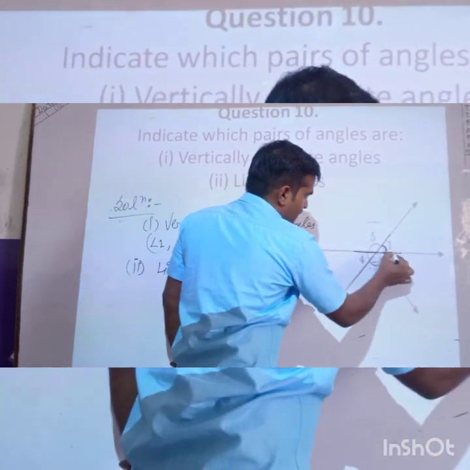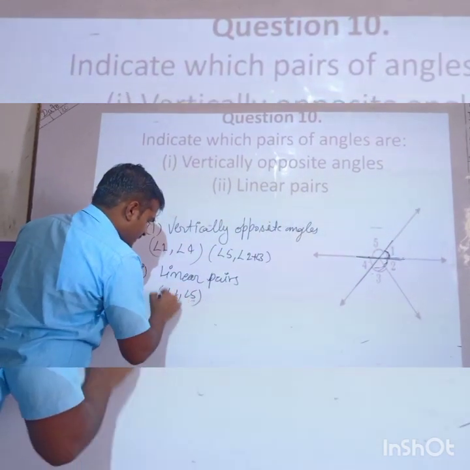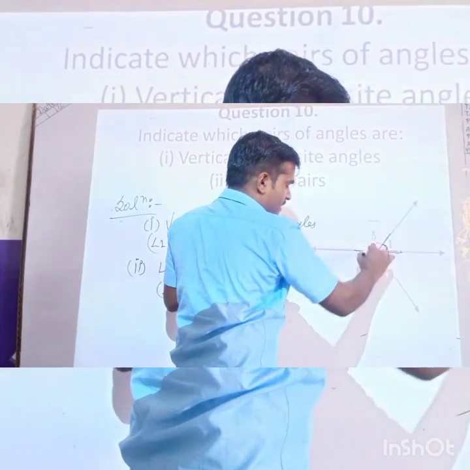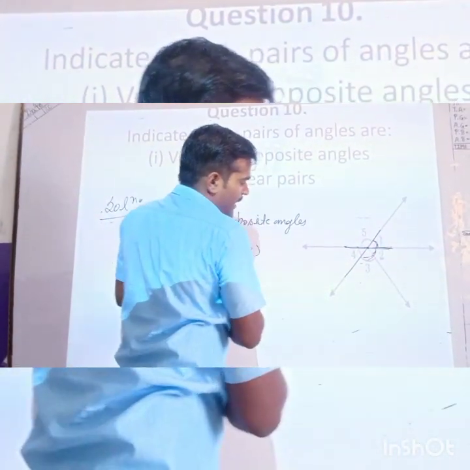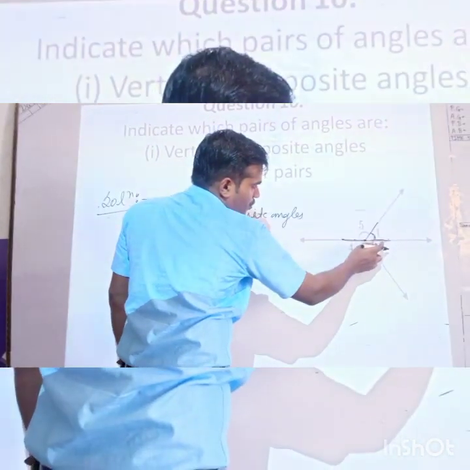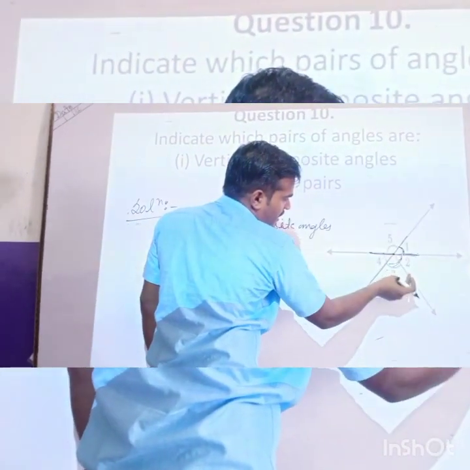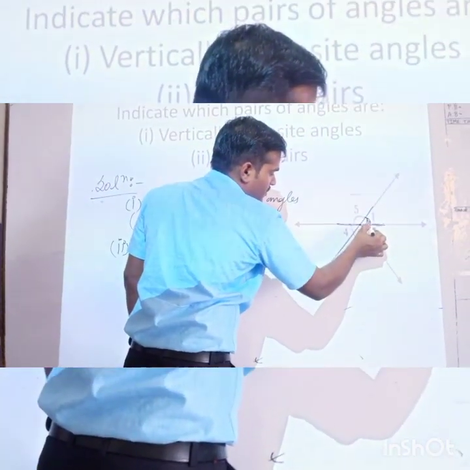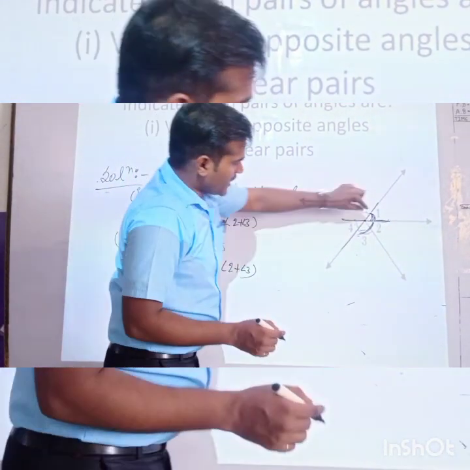So children, angle 1 and angle 5 are linear pairs, because they have a common vertex, common arm, and their sum is 180 degrees because they make a straight line. Is angle 2 a linear pair? No. Angle 1 is the linear pair of angle 2 plus angle 3. This is a linear pair.